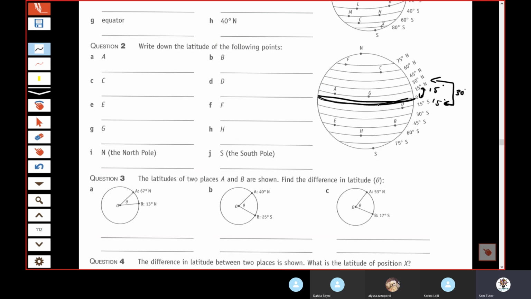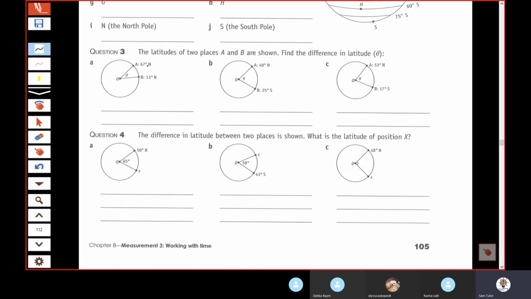And that's really important. So if we're going from 67 degrees north to 13 degrees north, then theta, your angle, is just 67 take away 13. Do we understand that? Because it's still north. This one says 40 degrees north and 25 degrees south. Somewhere in the middle there should be 0. From 0 to here is 40 degrees, then from 0 to 25, it's 25 degrees. So your theta is 40 plus 25, which is 65 degrees.